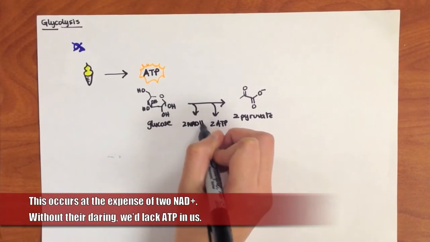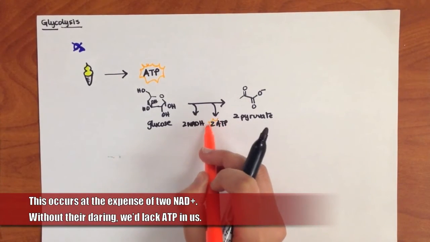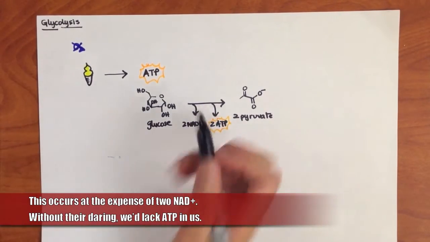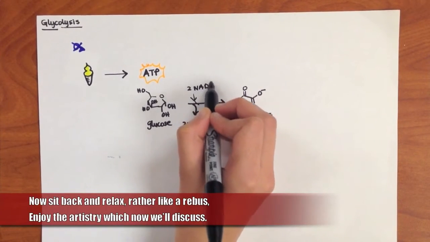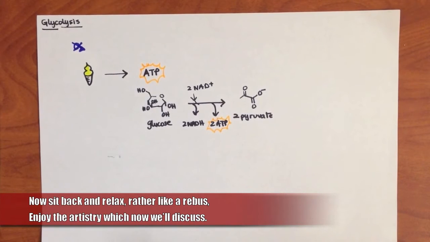This occurs at the expense of 2 NAD+. Without their daring, we'd lack ATP in us. Now sit back and relax, rather like a rebus. Enjoy the artistry, which now we'll discuss.